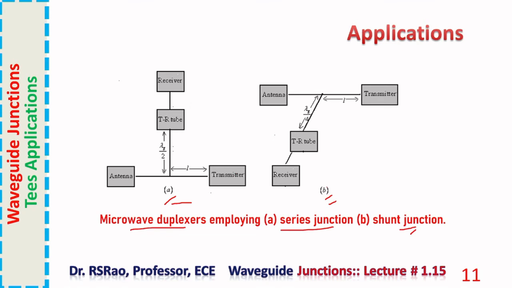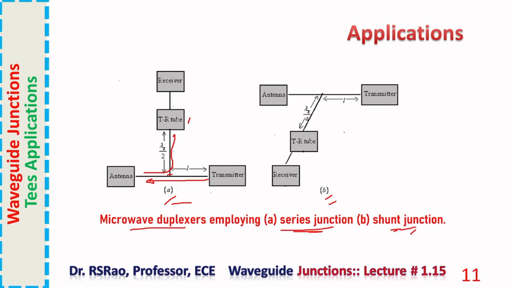When the transmitter is working, the TR tube is fired. It is a short circuit now, so the receiver is isolated from the transmitter. At a distance of lambda g by 2, a short is reflected as a short. So here is a short. The entire transmitter output is diverted to the antenna. When the transmitter is not working, here is an open circuit. The length L is selected in such a way that the antenna output is entirely diverted towards the receiver. This is the way things work in the case of a series junction.